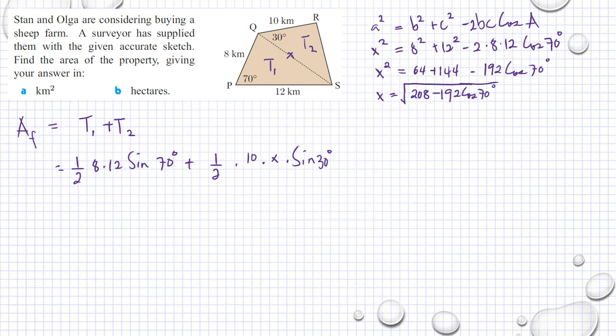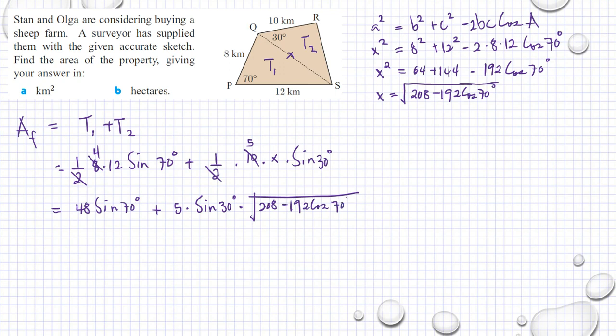Okay, putting now the value of x there. Now, I'm not going to compute that because I don't want to round it off. To simplify this, this is 4, and this is 5. Then I have 48 sine 70 degrees plus 5 times sine 30 degrees multiplied by our x, which is the square root of 208 minus 192 cosine 70 degrees.